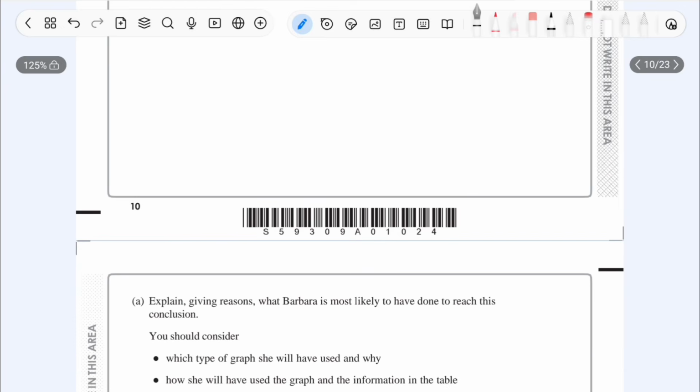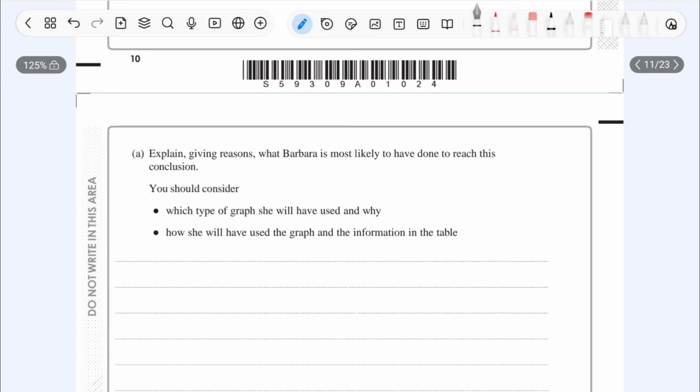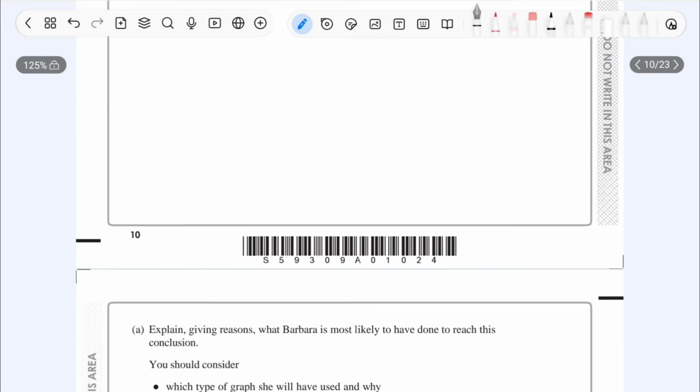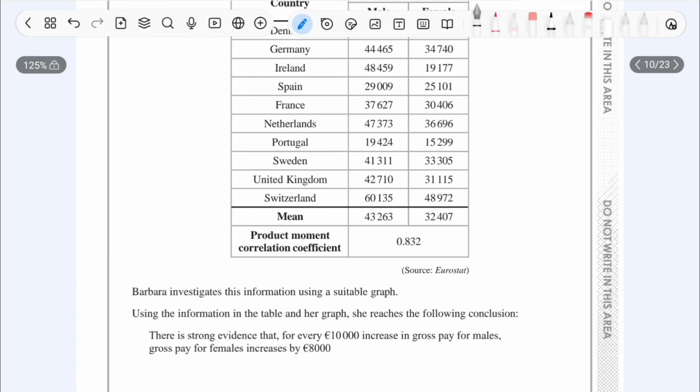So let's look at part A. Explain, giving reasons, what Barbara is most likely to have done to reach these conclusions. We should consider which type of graph she will have used and why, how she will have used the graph and the information in this table. So the first thing we need to do is go back to the table. It says that using the information in the table and her graph, she reaches the conclusion, and she investigates this information using a suitable graph.